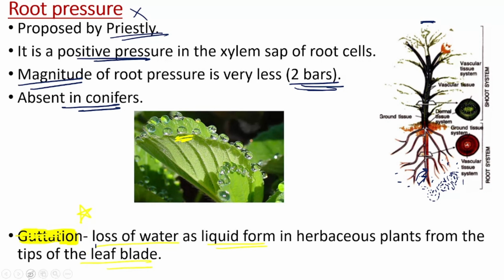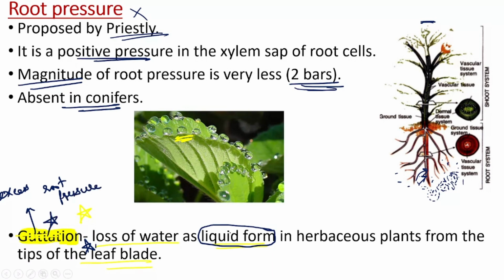I think you have studied transpiration. Transpiration is the process where water is lost as water vapor from the stomata, from the aerial parts of the plant. But here the water is lost in the form of liquid droplets from the tips of the leaf blade, and that is called guttation. And guttation is because of excess root pressure. Okay, it is a consequence of root pressure only.